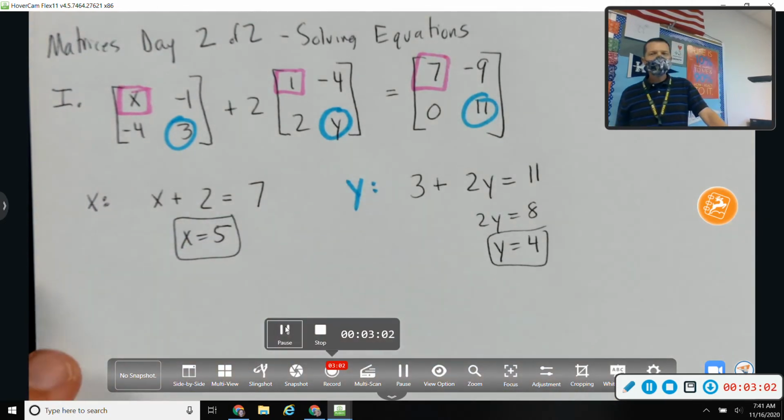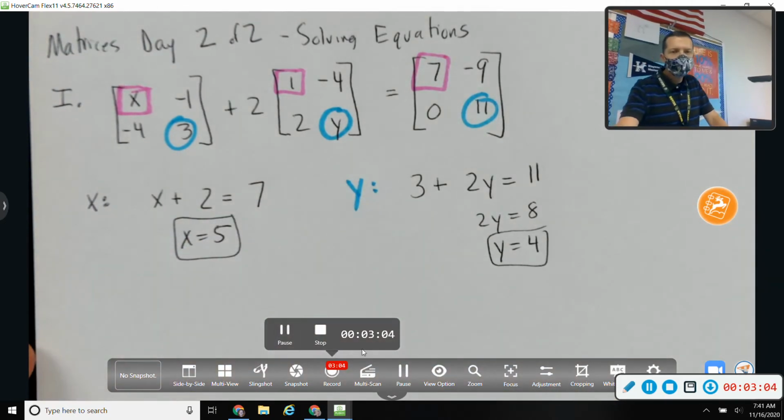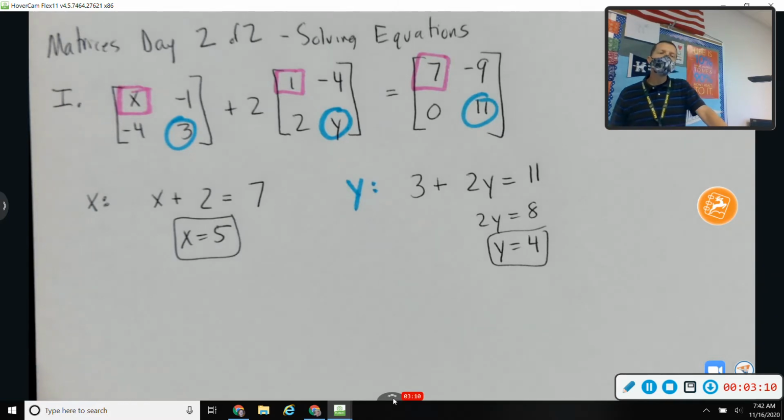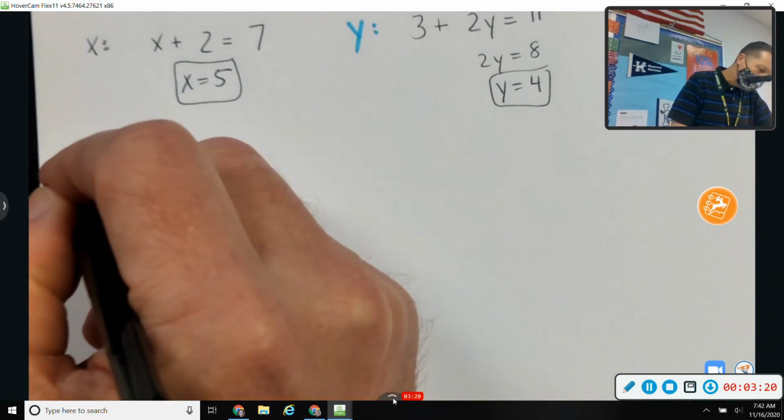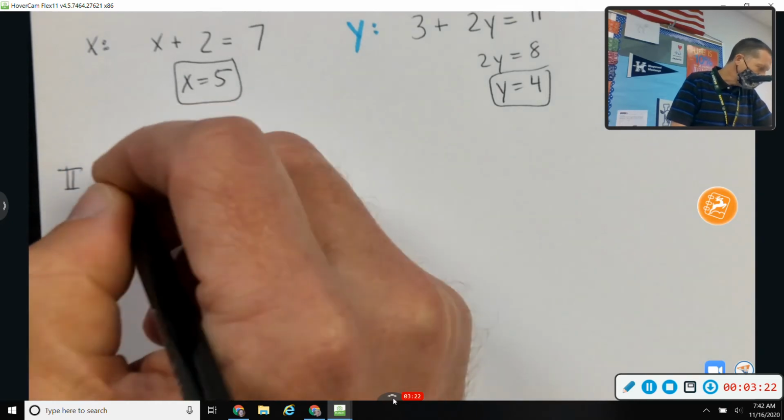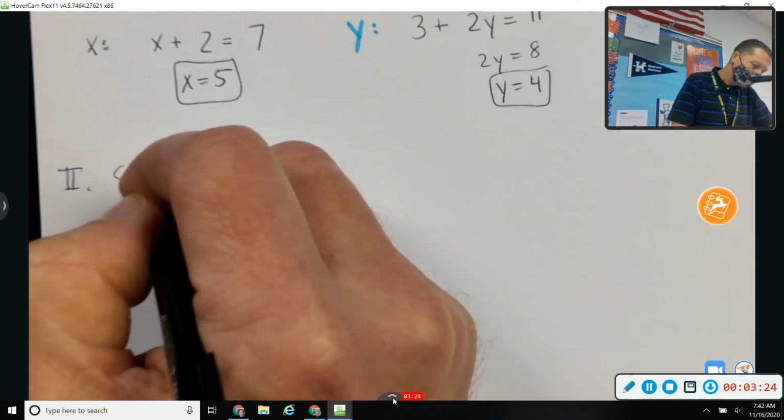So that's the easy way to solve equations. The easy type of equation to solve, I guess I should say, is you're looking at them piece by piece. That's not most of what we're going to do, but it's part of solving equations. What we're going to do is solve systems of equations.